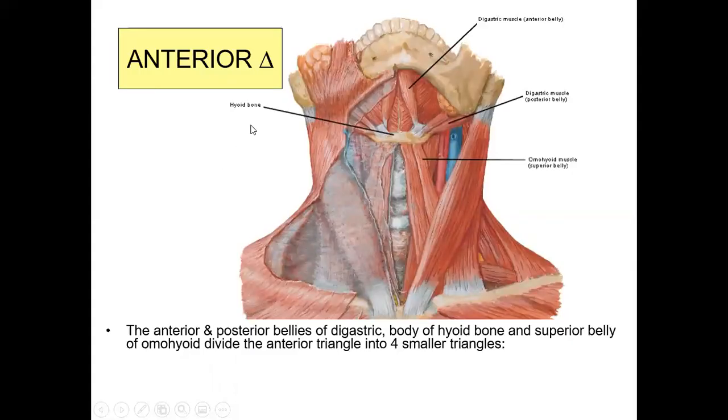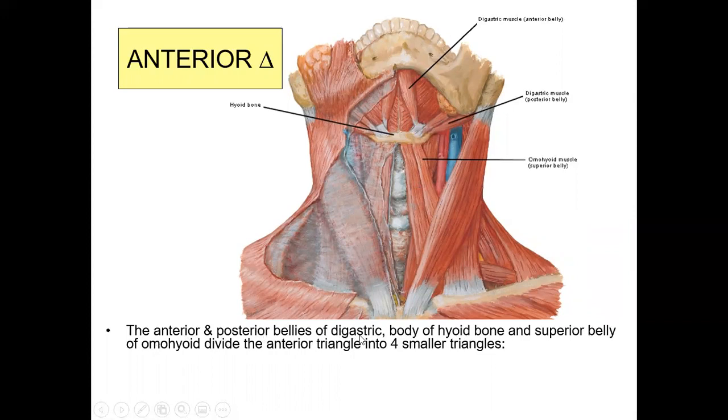Okay, for the anterior triangle, we're going to discuss further. In the anterior triangle, you can see the anterior and posterior belly of the digastric muscle. If you see here, this is the digastric muscle, the anterior belly and also the posterior belly.